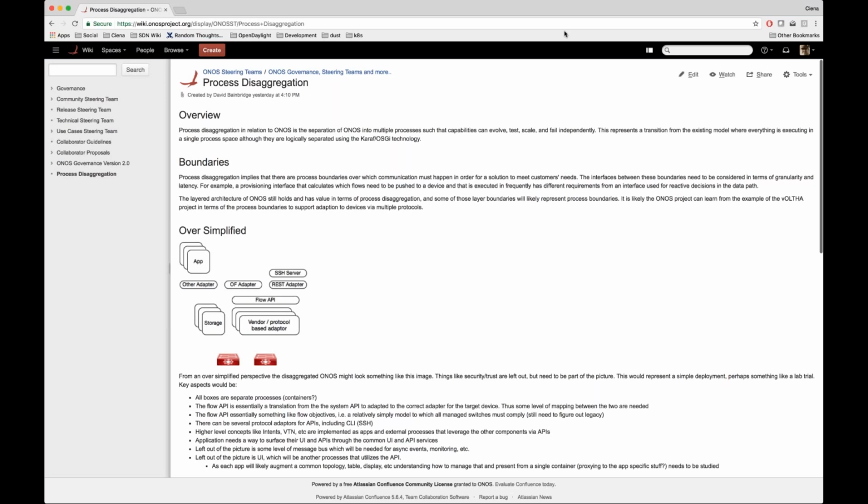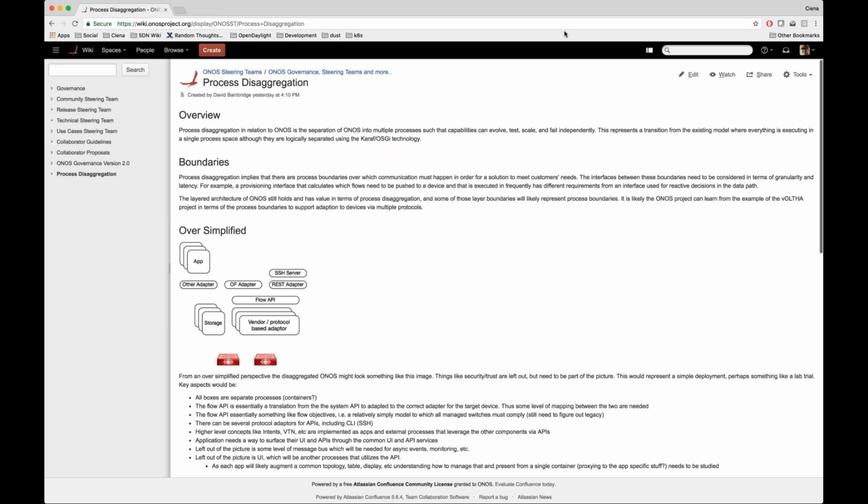Further, when I talk about processes, at least for me personally, I immediately associate a container with a process. So it's almost a direct line. Process disaggregation really means splitting ONOS up into multiple cooperating containers, into a microservice architecture. You could almost read it as that. And so that's kind of how I describe it in here. Just as people go through it, parse process almost as container in this write-up.